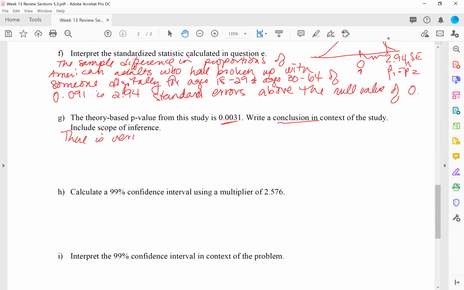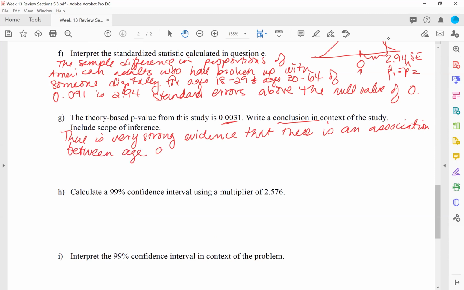So there is very strong evidence that there is an association between age and whether or not an adult American has broken up with someone digitally.